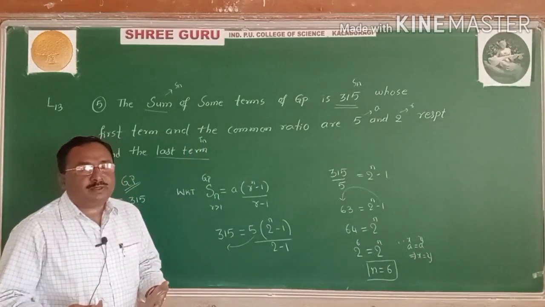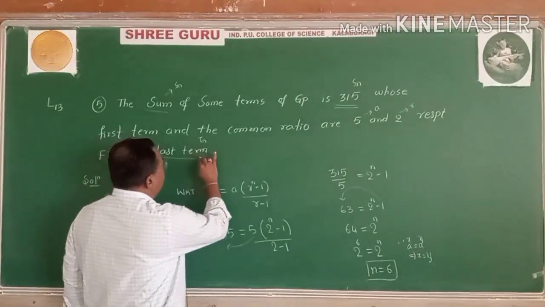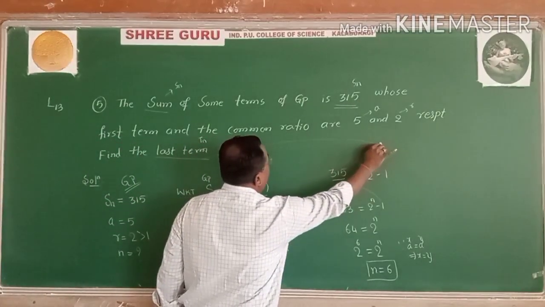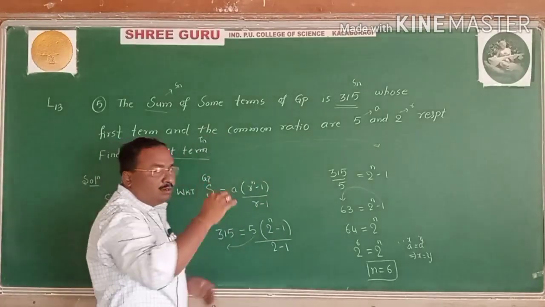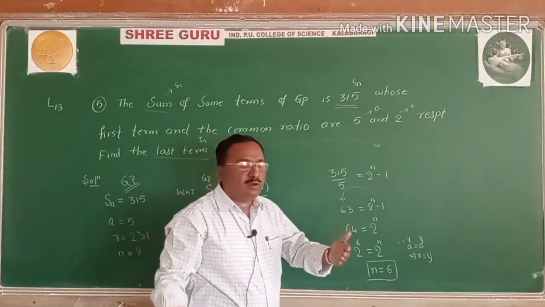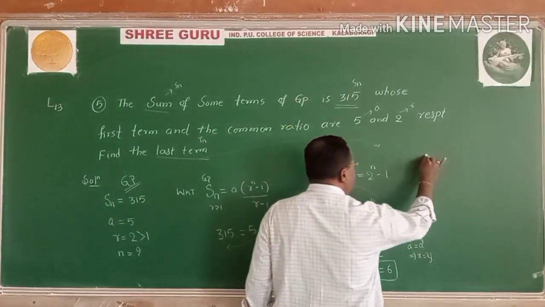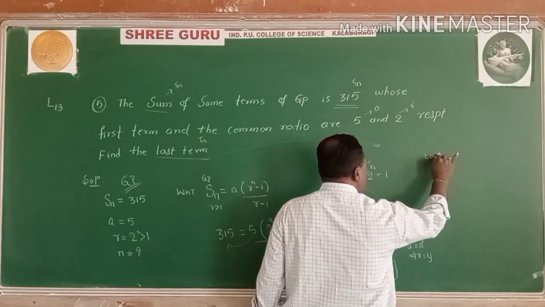Now n is found. What is to be found? Yes, to find the last term. Do you know what the last term formula is?